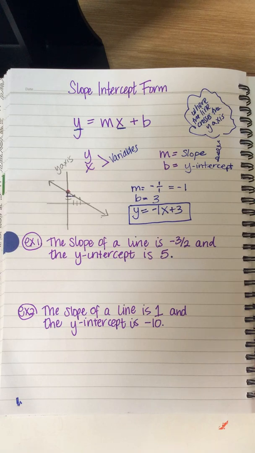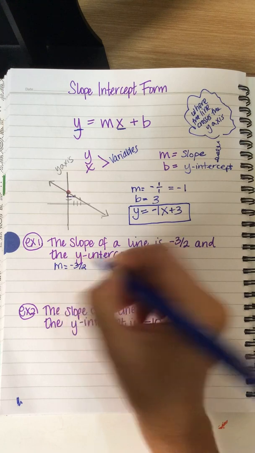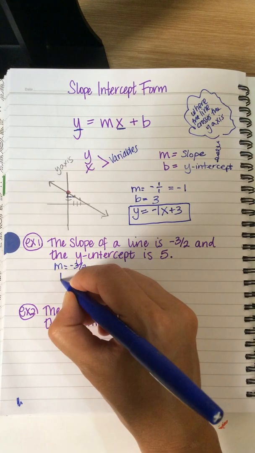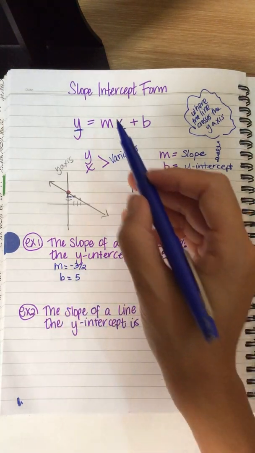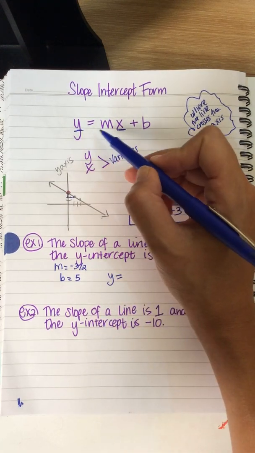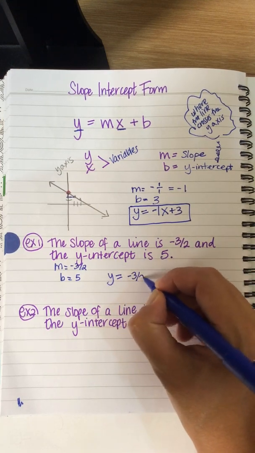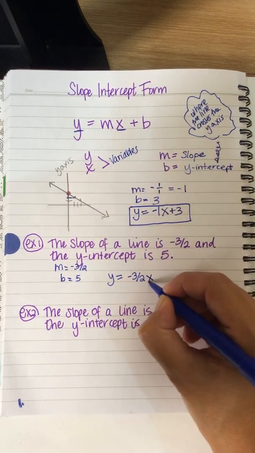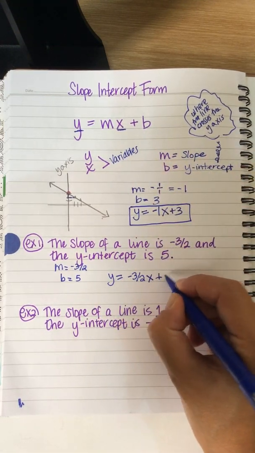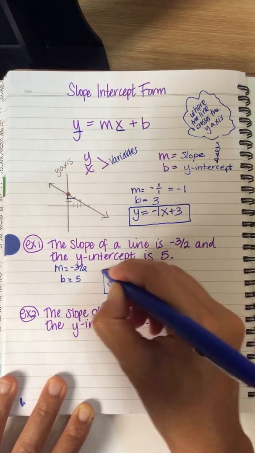The slope of a line is negative 3 over 2. So m is negative 3 halves. So I know this line is a negative slope going down. And the y-intercept is 5. So b, y-intercept is 5. So now all I have to do is plug that in here into slope-intercept form. y equals m times x. Well, m is negative 3 halves. So I plug that in. Times x, I just leave my x there. Plus b. Well, b is positive 5, so it's just plus 5. So that's my answer for slope-intercept form.